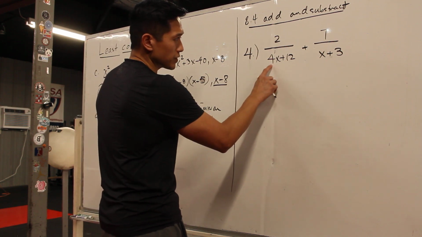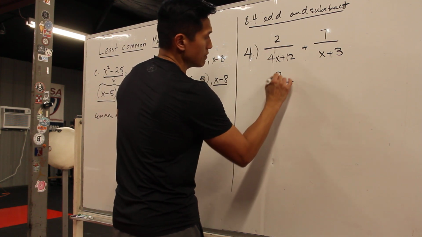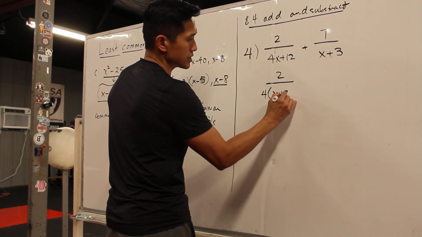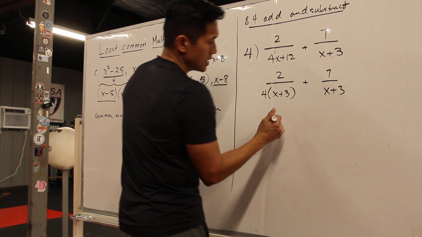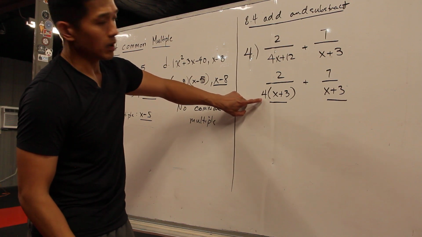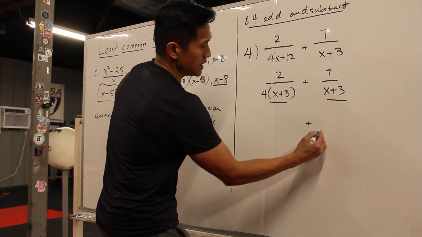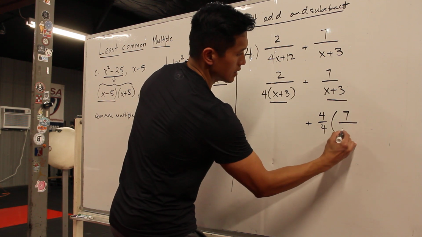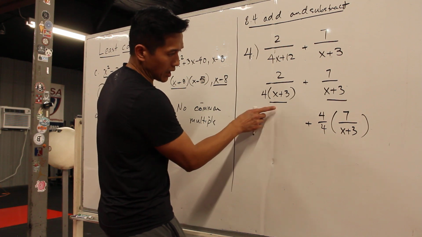If I take a look at this carefully, 4 goes into 12 3 times. So then I can actually write it as 4 in parentheses x plus 3, plus 7 over x plus 3. Now notice these two look the same. The only difference is there's a 4 being multiplied on the outside here. So for me to do that, I need to multiply this fraction by 4 over 4 so that my denominator here will look like the denominator over here.